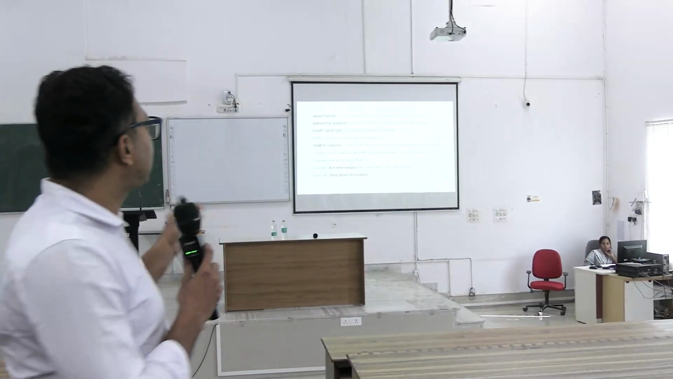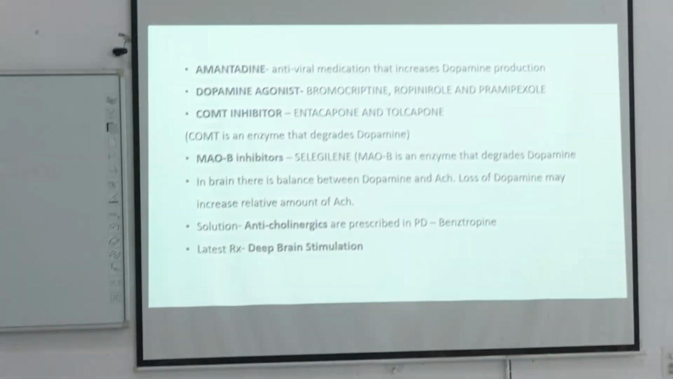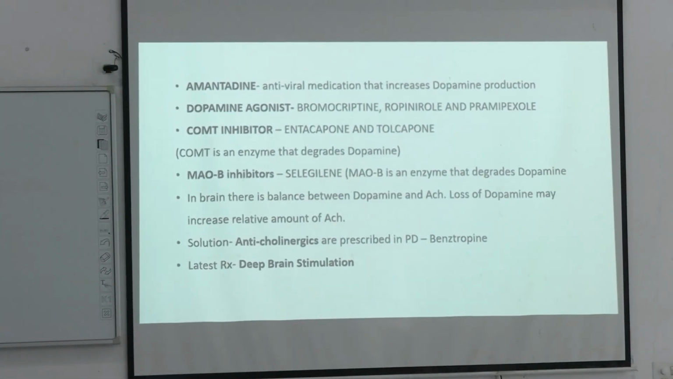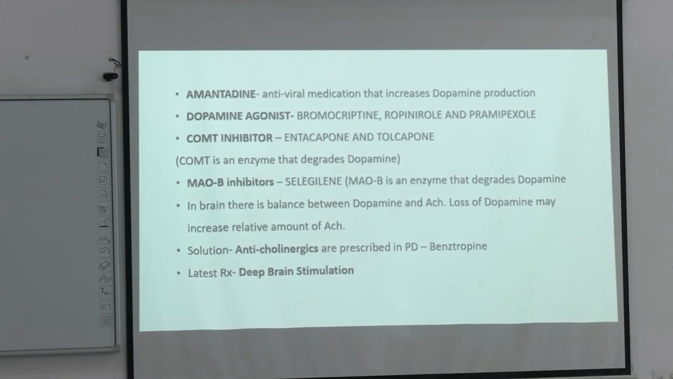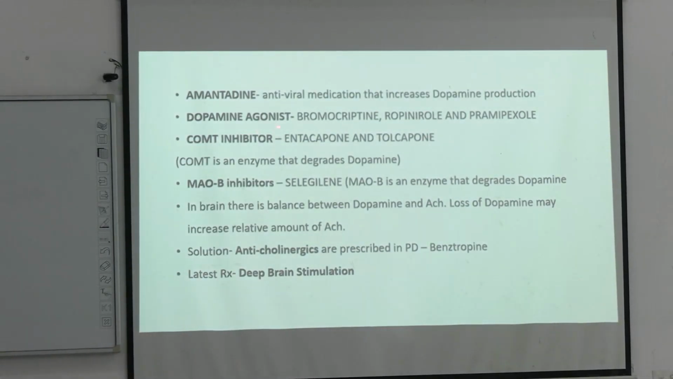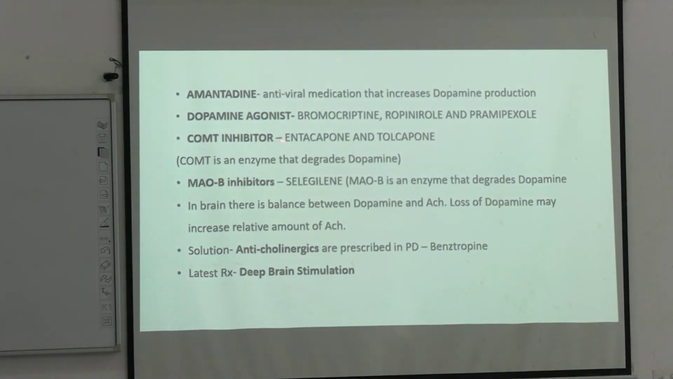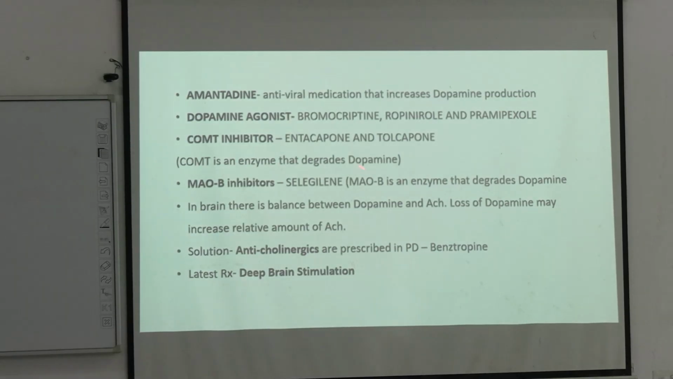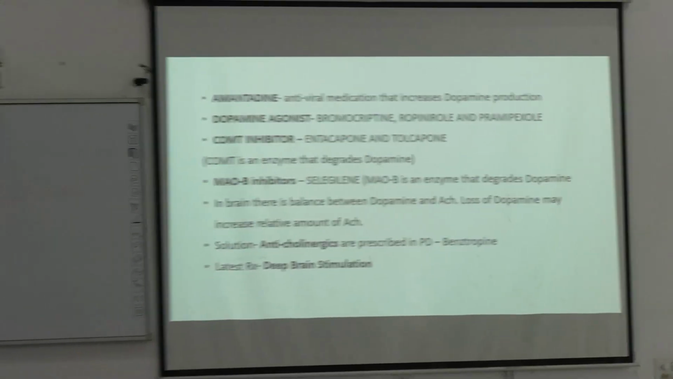Now these are other drugs. I repeat, other drugs are not required for you. So amantadine is an antiviral drug; it is also used in Parkinson's disease. Then dopaminergic agonists like bromocriptine, ropinirole, pramipexole. Then COMT inhibitors, entacapone, tolcapone. COMT again is an enzyme which degrades dopamine. So if we inhibit this enzyme, dopamine will be available for a longer time, right? Then MAO-B inhibitor, monoamine oxidase B inhibitor, selegiline, is also used in Parkinson's disease.